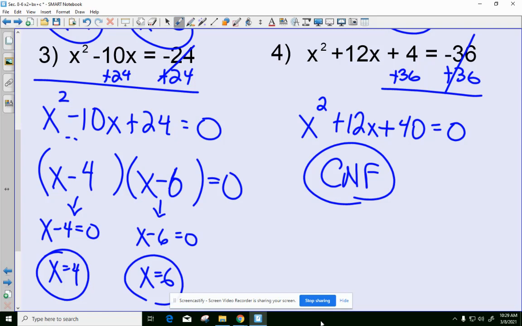How do I get to that point? How do I actually figure that out, if I can't find it by factoring?